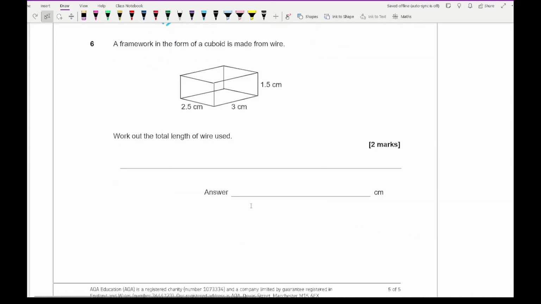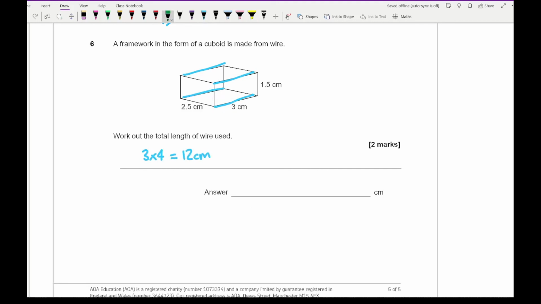Question 6 then, the final question, says that a framework in the form of a cuboid is made from wire. Work out the total length of wire used. So for this, we've got this length here, which is 3. Now, how many of those have we got? Well, we've got 4 of those. So here we've got 3 times 4, which is 12.